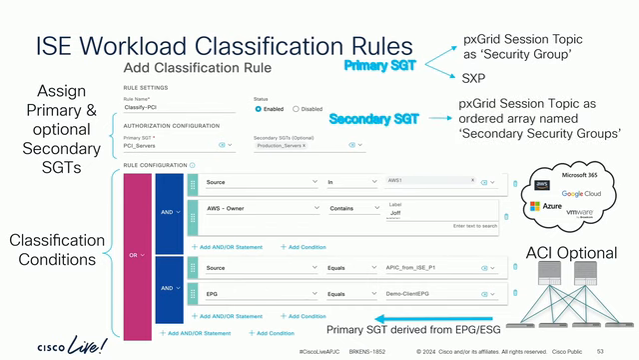The secondary SGT today is just being shared via pxGrid, and it's shared as an ordered array of multiples in what's called the secondary security groups, and we're hoping to have consumers of that shortly.